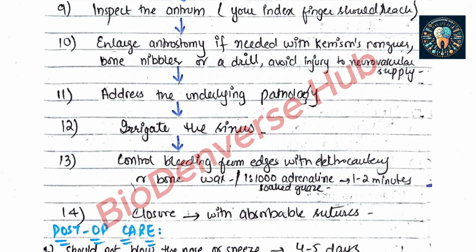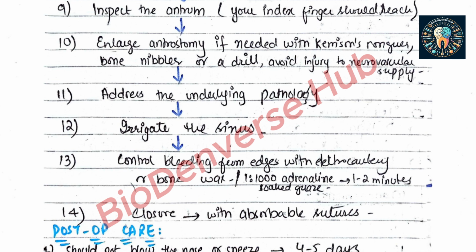And after addressing the underlying pathology and its removal, you need to irrigate the sinus and then control the bleeding from the edges with the electrocautery tip or bone wax. Or you can also use 1 in 1000 adrenaline soaked gauze for 1 to 2 minutes, and it will also help you to control the bleeding. After that, you need to close the wound with the absorbable sutures.